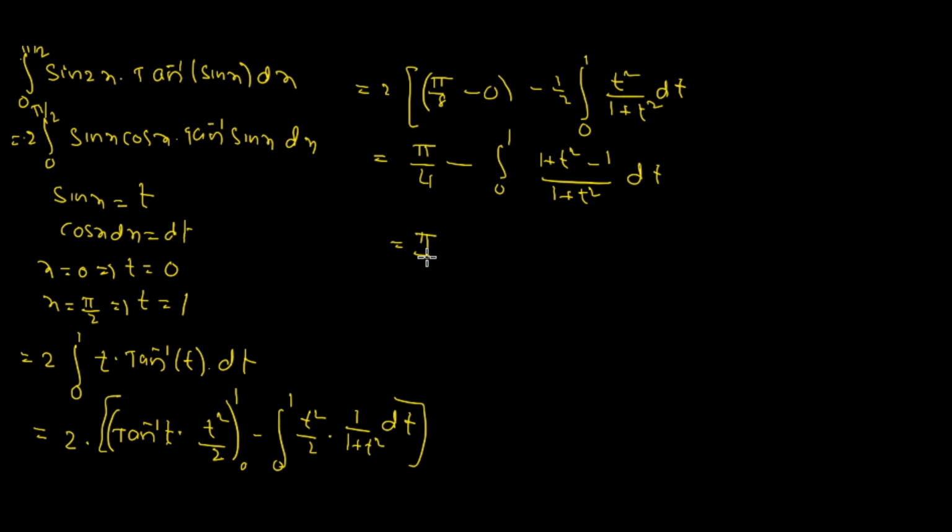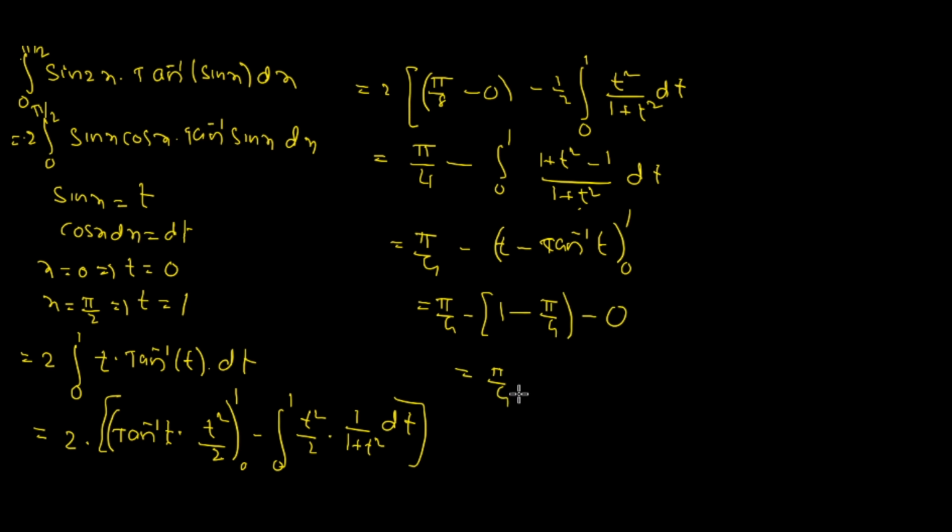That is equal to pi by 4 minus the integral of (1 plus t square) by (1 plus t square) minus 1 by (1 plus t square), that is 1 into dt, so t minus tan inverse of t, with bounds 0 to 1. That is equal to pi by 4 minus (1 minus tan inverse 1), that is pi by 4 minus the lower bound, which is 0. That is equal to pi by 4 minus 1 plus pi by 4, that is pi by 2 minus 1, which is equal to (pi minus 2) by 2.